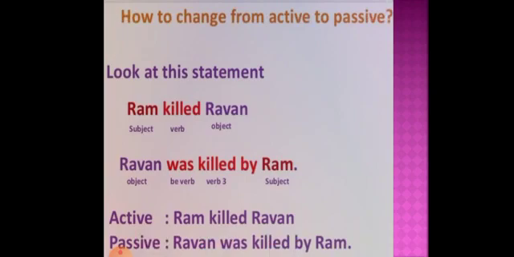How to change from active to passive? Look at this statement: Ram killed Ravan. Ram, subject; killed, verb; Ravan, object. Ravan was killed by Ram: Ravan, object; was, be verb; killed, V3; by Ram, subject. Active: Ram killed Ravan. Passive: Ravan was killed by Ram.